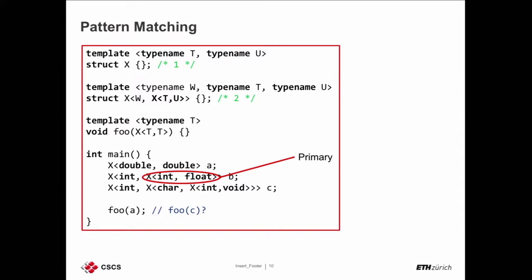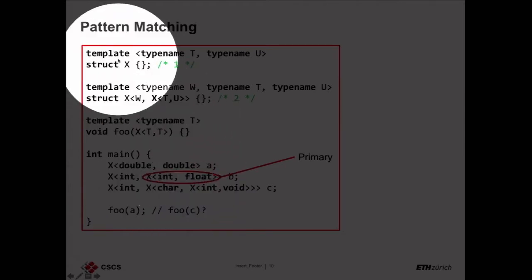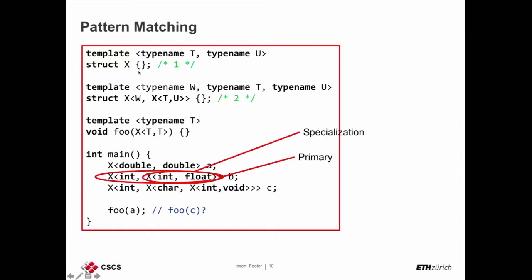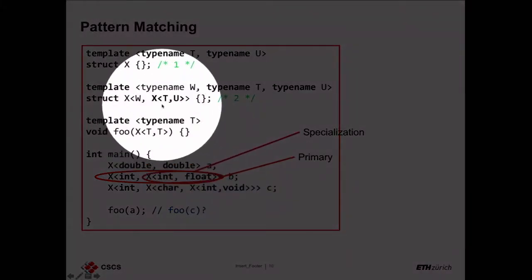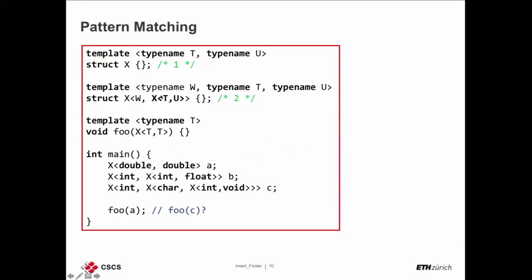So this will instantiate the primary template because it's not recursive. It's an int and float. So X of int and float instantiates the primary template. This one will instantiate the specialization because the second argument is a type of X. Questions? This might take a while to get used to, but it's not really particularly complicated once you know the rules. The problem is you need to know the rules.